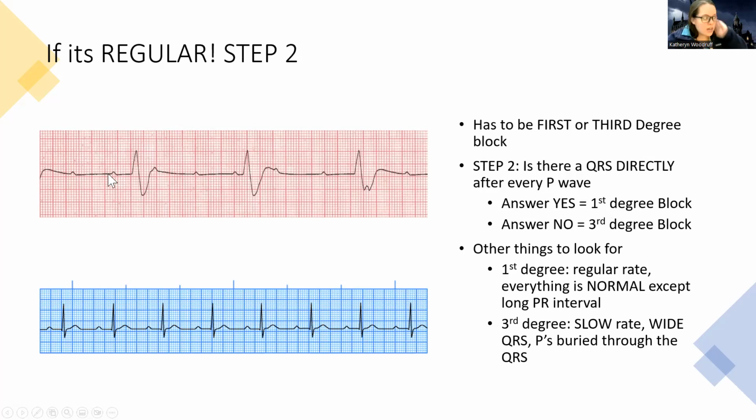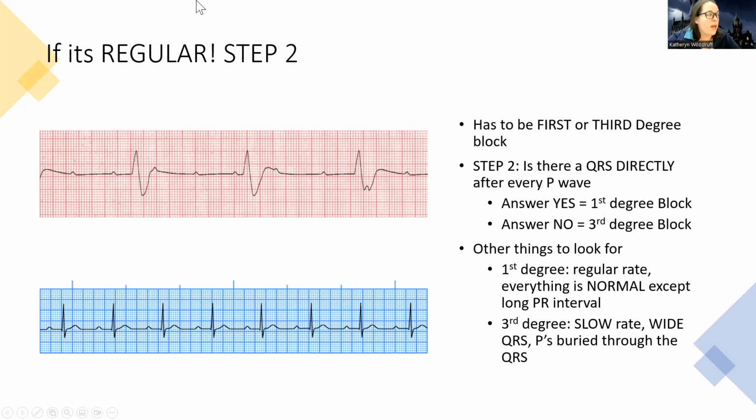So let's look at this. Here at this one, you see some P waves, but there's no QRS directly after these P waves. I just see P wave, nothing, P wave, QRS, P wave, nothing, P wave, nothing, P wave, QRS. There's not a QRS directly after every P wave. Where you look at this one: P wave, QRS, P wave, QRS, P wave, QRS, P wave, QRS. So it's very much more regular. This top one is going to be a third degree block, where this bottom one is going to be a first degree block.